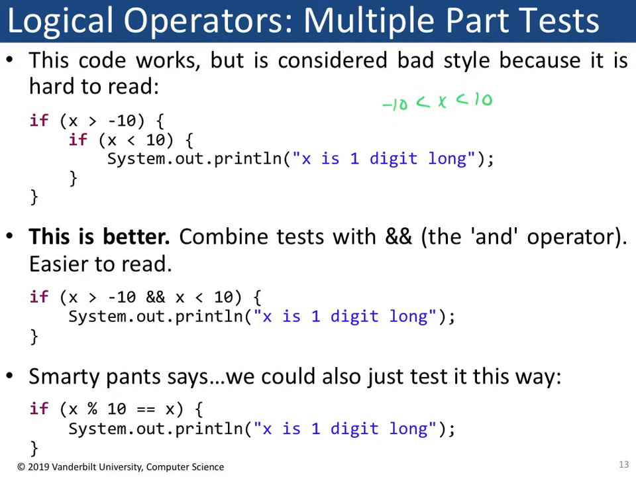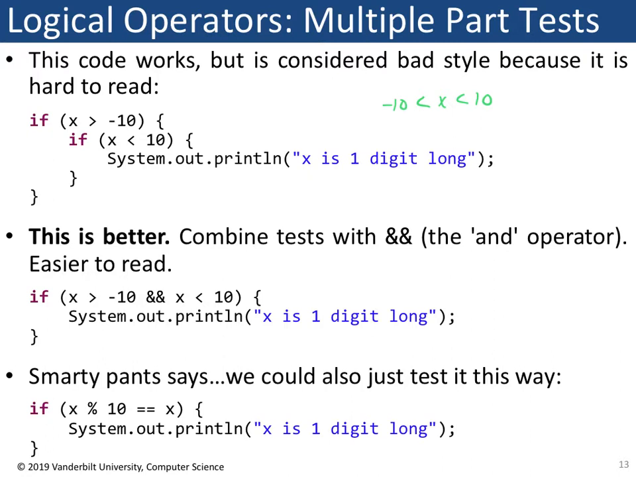So someone thought, well, what I'll do is I'll write an if statement, and if the value stored in X is greater than -10, that's sort of passing the first test, right? And then if the value stored in X is less than 10, well, that's passing the second test. So they just split this into two individual tests and said, well, it should pass both tests. And if it does pass both tests, then we will print out X is 1 digit long.